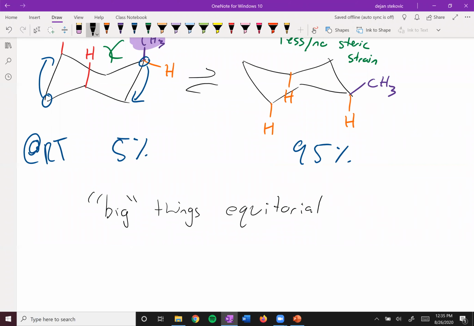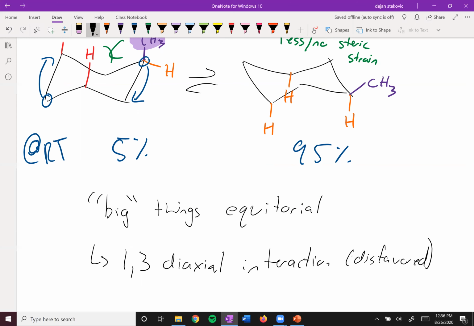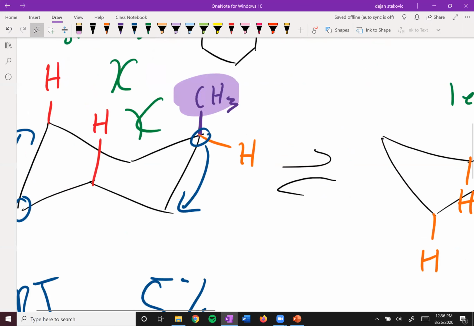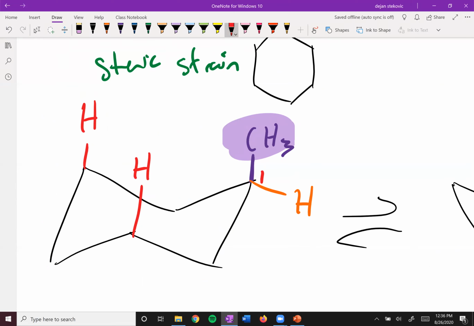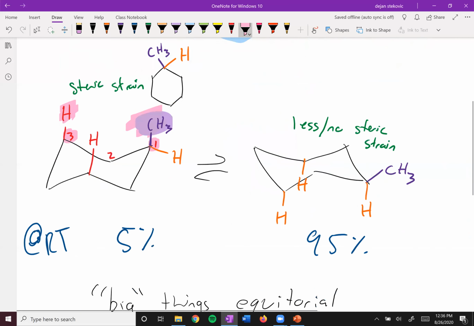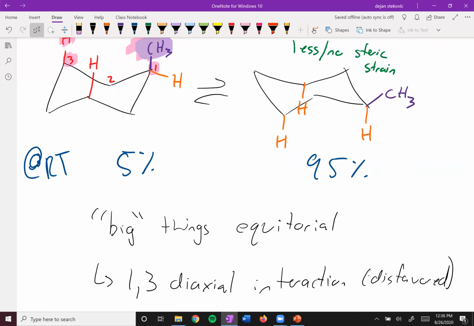And this is specifically called a 1,3 diaxial interaction, and it's disfavored. Why 1,3 diaxial? Well, if we think about this structure right here, I'm just going to remove some of these extra drawings. If we were to number these carbons 1, 2, 3, we're talking about the interaction between the group on carbon 1 and carbon 3, and they're both axial. So, 1,3 diaxial interaction, and again, it is disfavored.